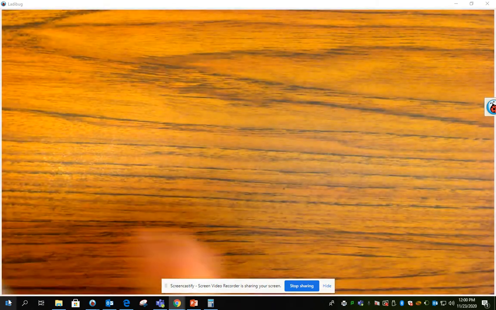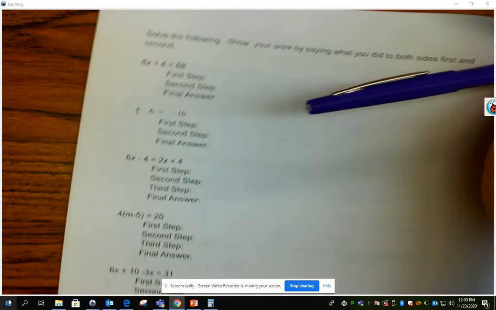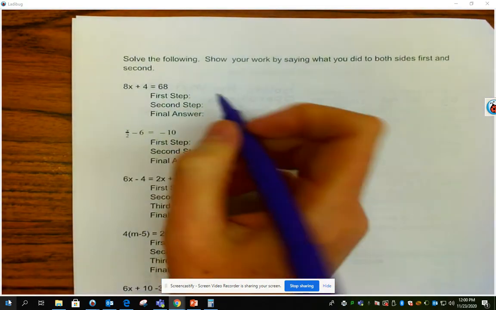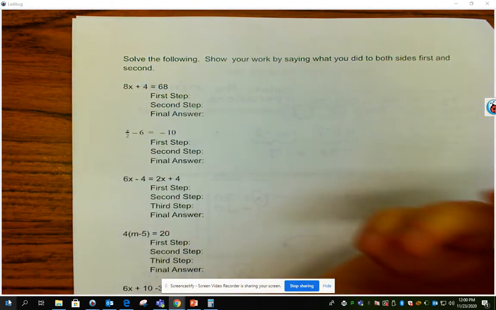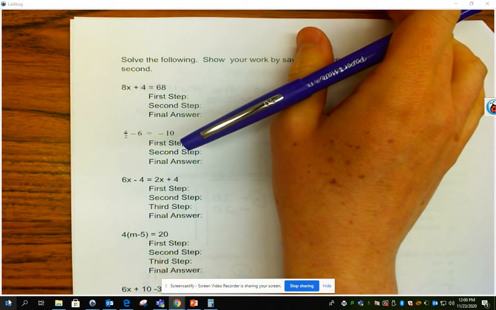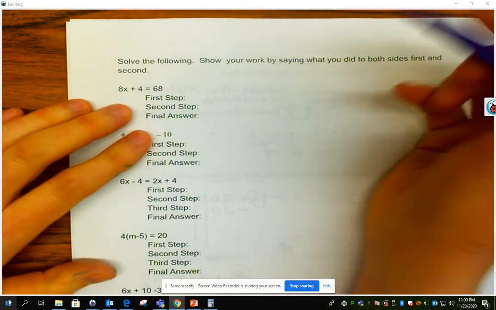I want to clarify how to show your work if you're doing this digitally. You're going to write your first step, second step, and final answer, kind of like we did on one of our practices when we did it on the Google Slide when we learned some of this remotely.